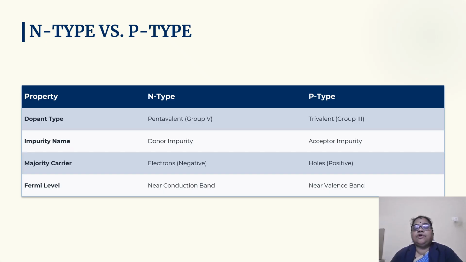In p type, we have holes as the positive charge carrier, so the majority carriers are holes. According to the Fermi energy level, in n type the Fermi energy level lies near the conduction band, and in p type it lies near the valence band.